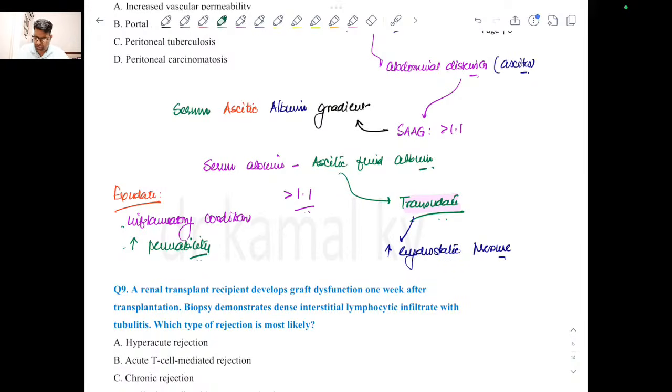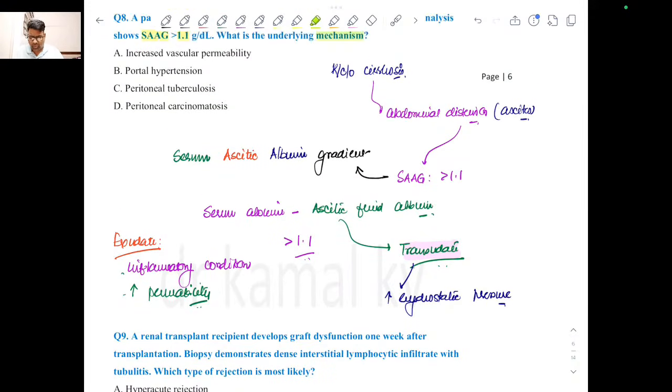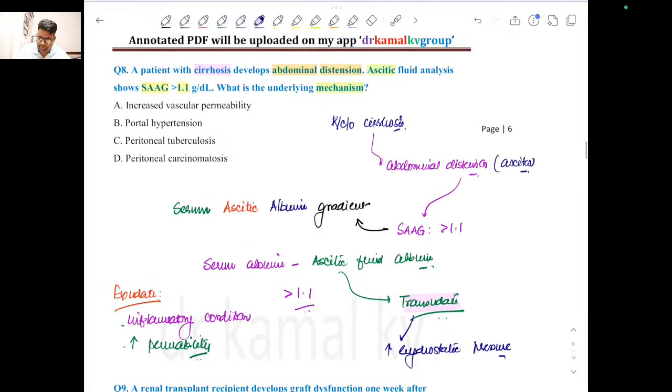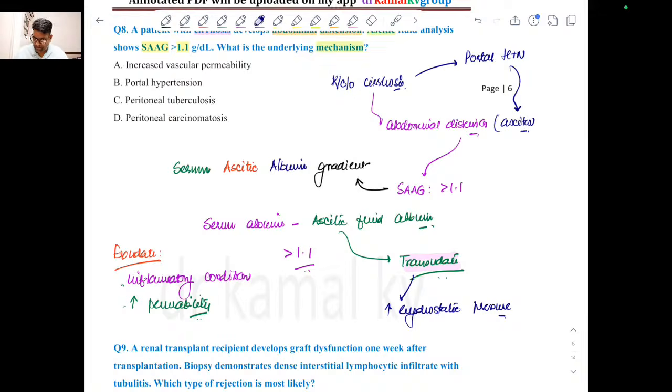So, here even if you do not go with the options, the simple thing is portal hypertension, right. In cirrhosis there is portal hypertension, and this will increase the hydrostatic pressure, that will lead to transudate. Therefore, the SAAG ratio will be more than 1.1. Clear? So that's indicative of transudate, which is happening because of portal hypertension leading to increased hydrostatic pressure.